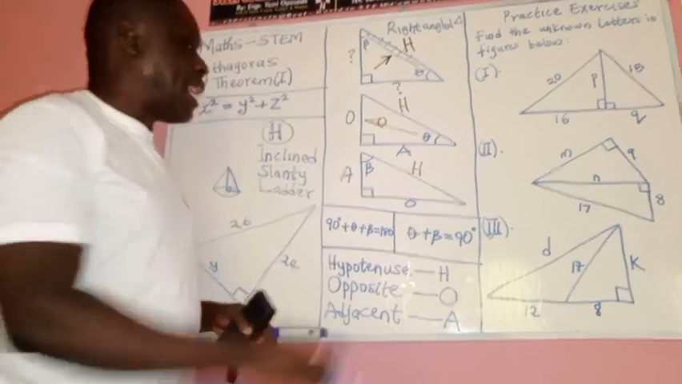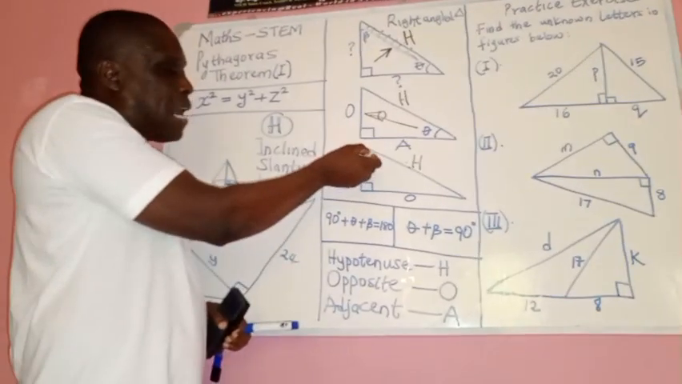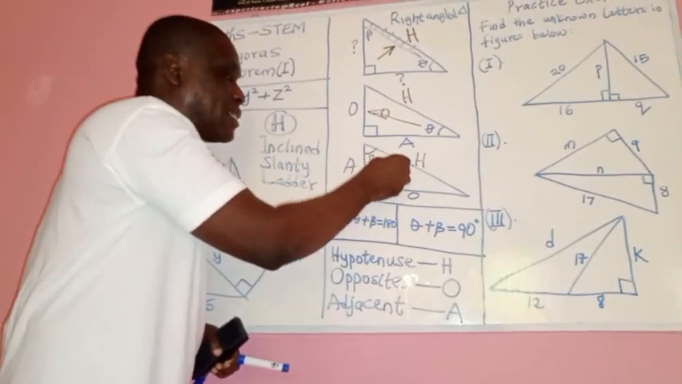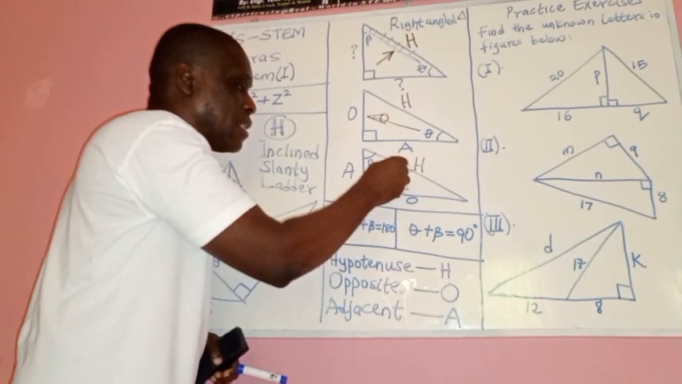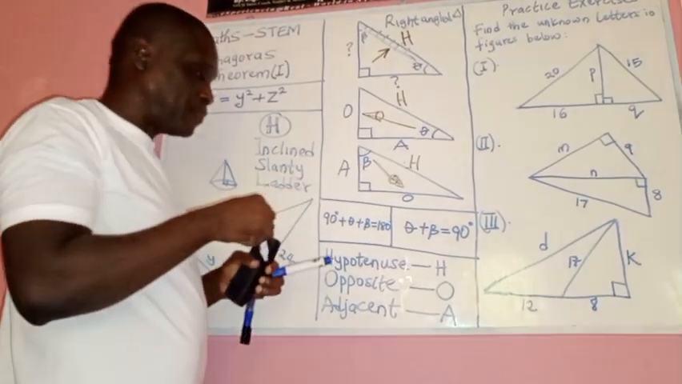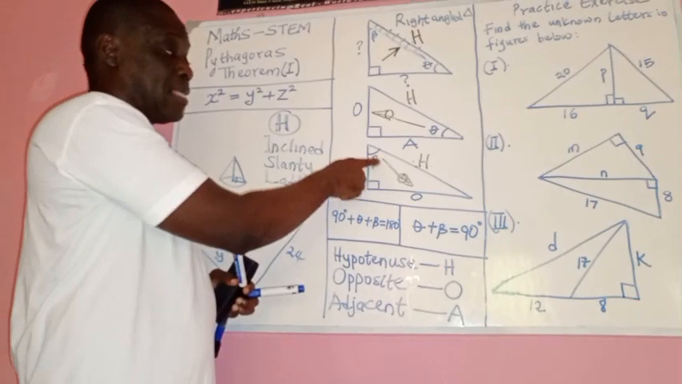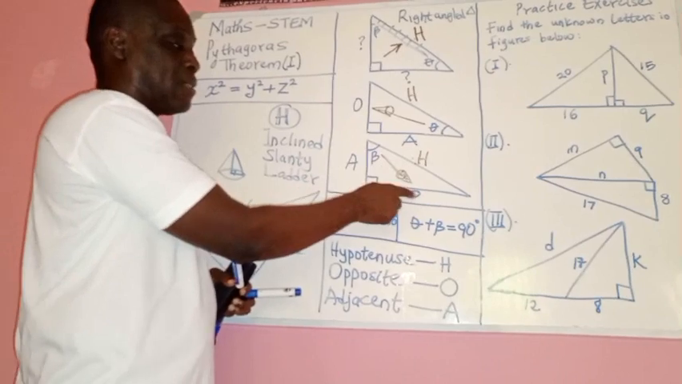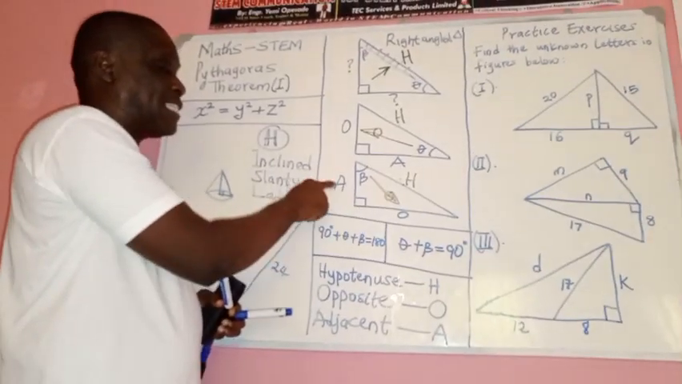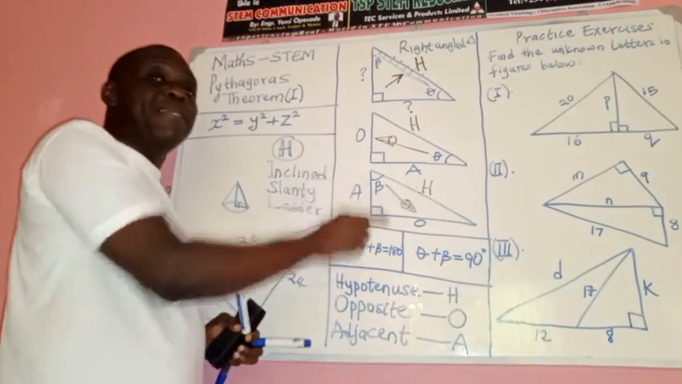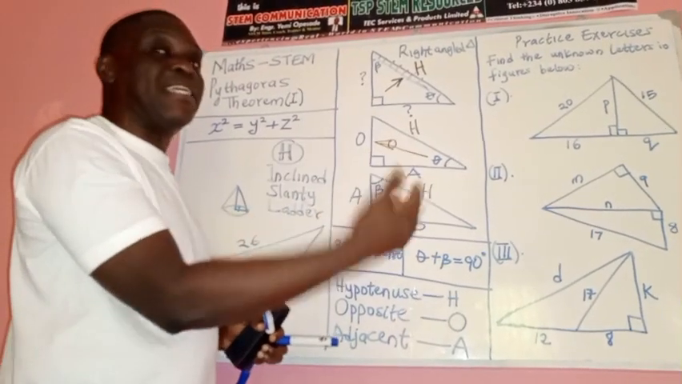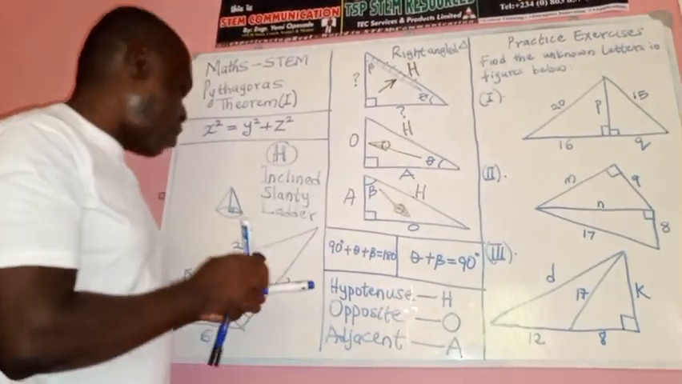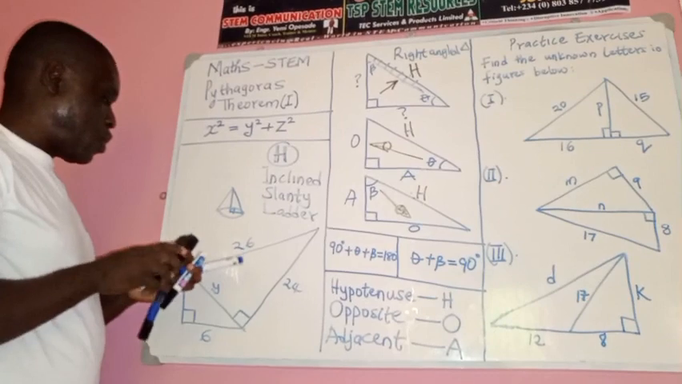Now let's look at this figure. I want to reference this other angle, beta. Which side is opposite this angle? This is the side directly opposite this angle, so this becomes the opposite. So this now becomes the adjacent. Once you identify the opposite side, the third side will be the adjacent side. Very simple.